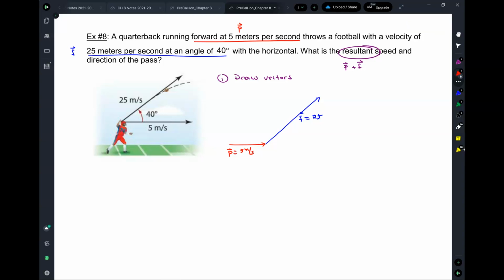So remember, we're drawing it this way because we're going to add vectors and find a resultant vector. So the resultant vector is this. This is F plus P. This is the resultant. So if he is running and he throws the ball at 40 degrees, the ball is going to travel with that velocity. Okay? All right. So what we're going to do now is find the resultant.